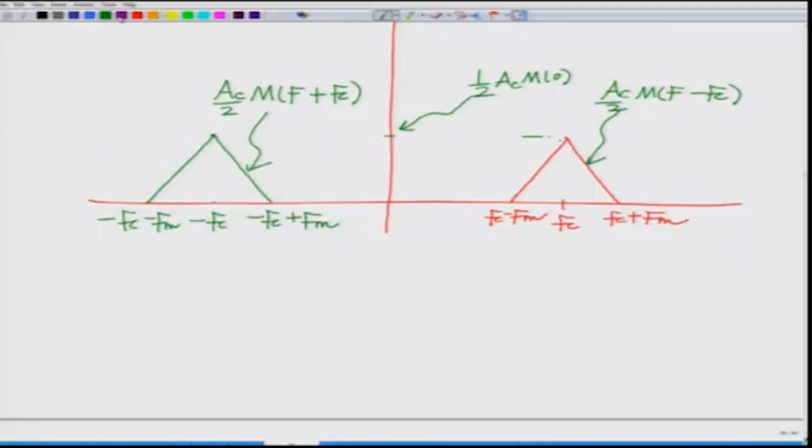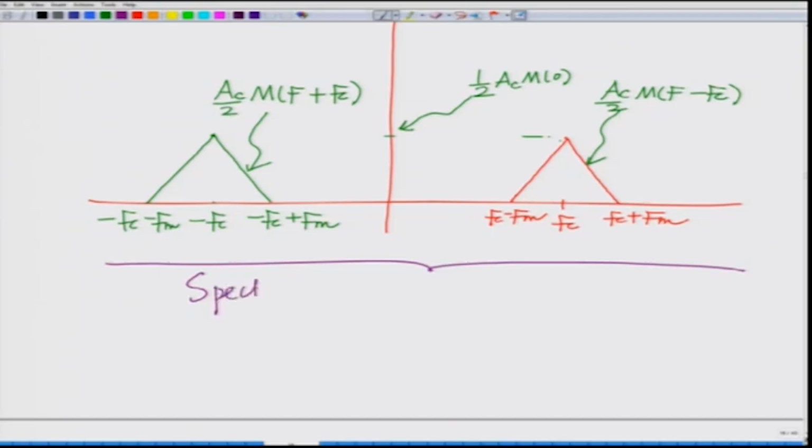That is, unlike the conventional AM signal where you had impulses denoting the pure carrier, there are no impulses, which means the pure carrier component is absent. You only have the carrier that is modulated by the message. Okay. So, this is the spectrum of the DSB SC signal. So, let me characterize that.